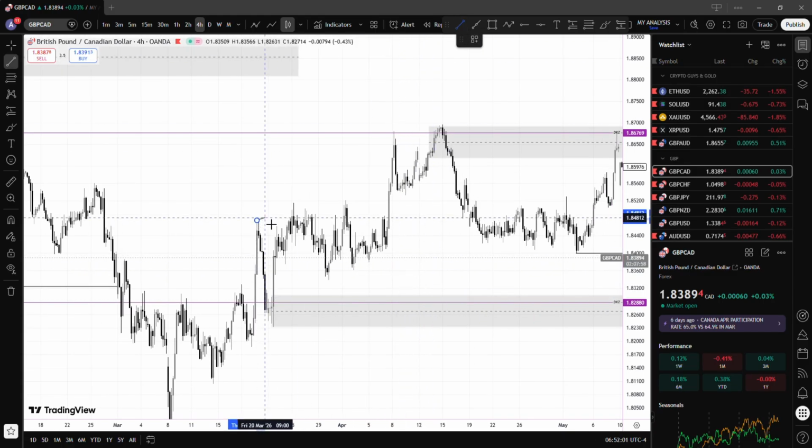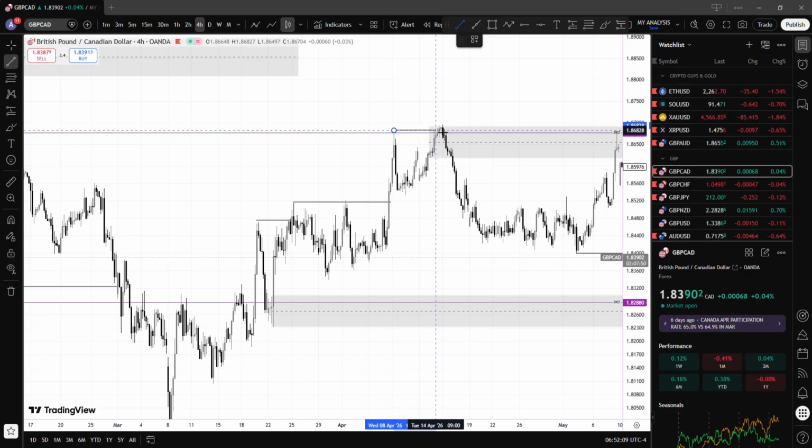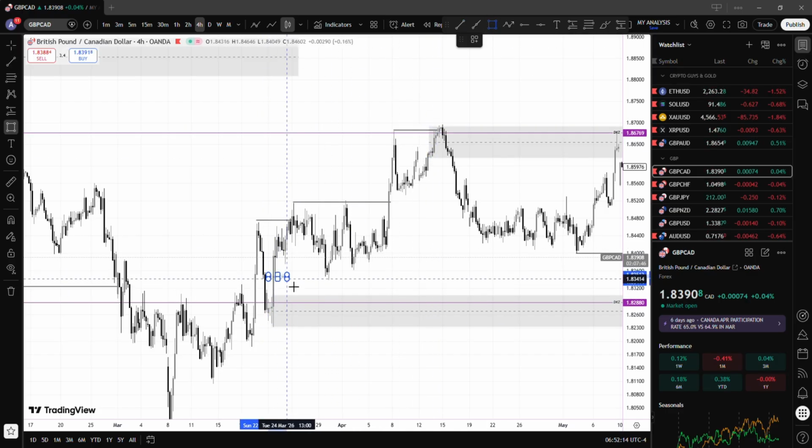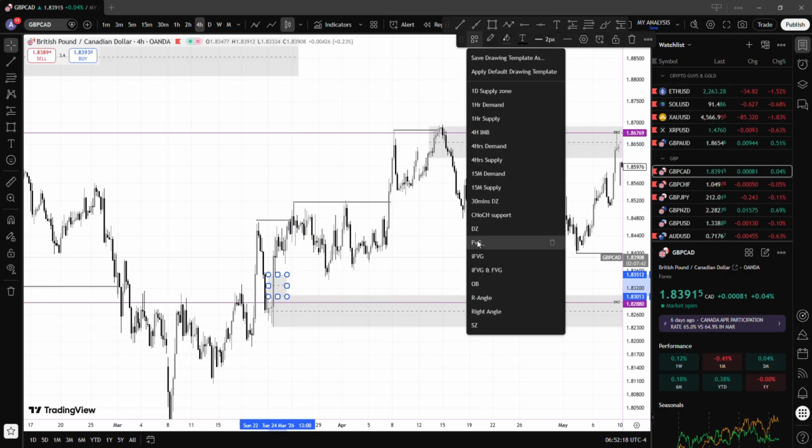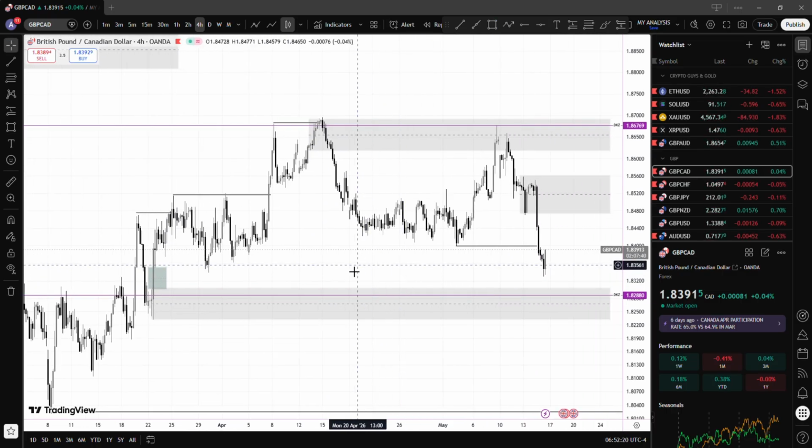So I have a break of structure to the upside. I have another break of structure to the upside. I have a sweep of liquidity here. It means this is really strong. I have a fair value gap here. That's to tell you that zone is something to look out for.